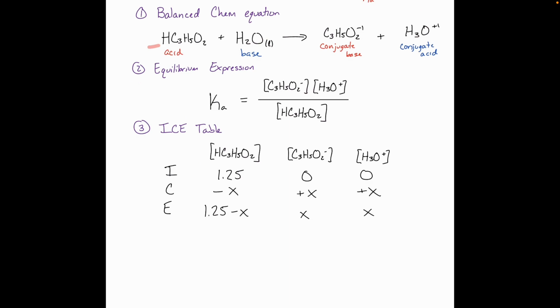So then I combine these first two rows to get my equilibrium value, and now I'm going to turn around and plug these into my equilibrium expression here. So I get Ka equals x times x, or x squared, divided by 1.25 minus x.